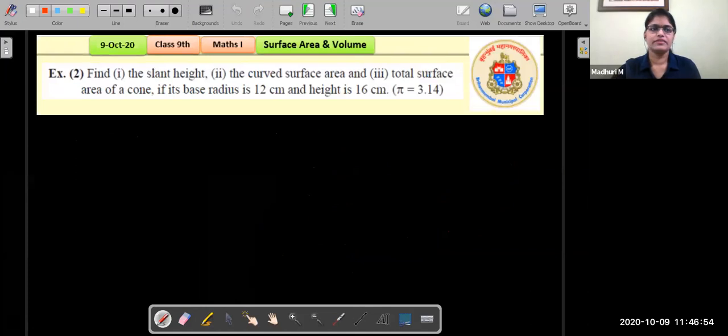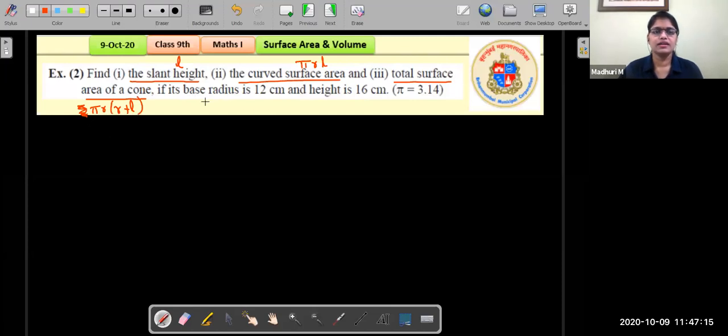So what are we given? We are asked to find the slant height, that is L. Then we have to find the curved surface area, that is pi R L. Next, we are asked to find the total surface area, that is pi R plus L. Sorry, it will be pi R (R plus L).